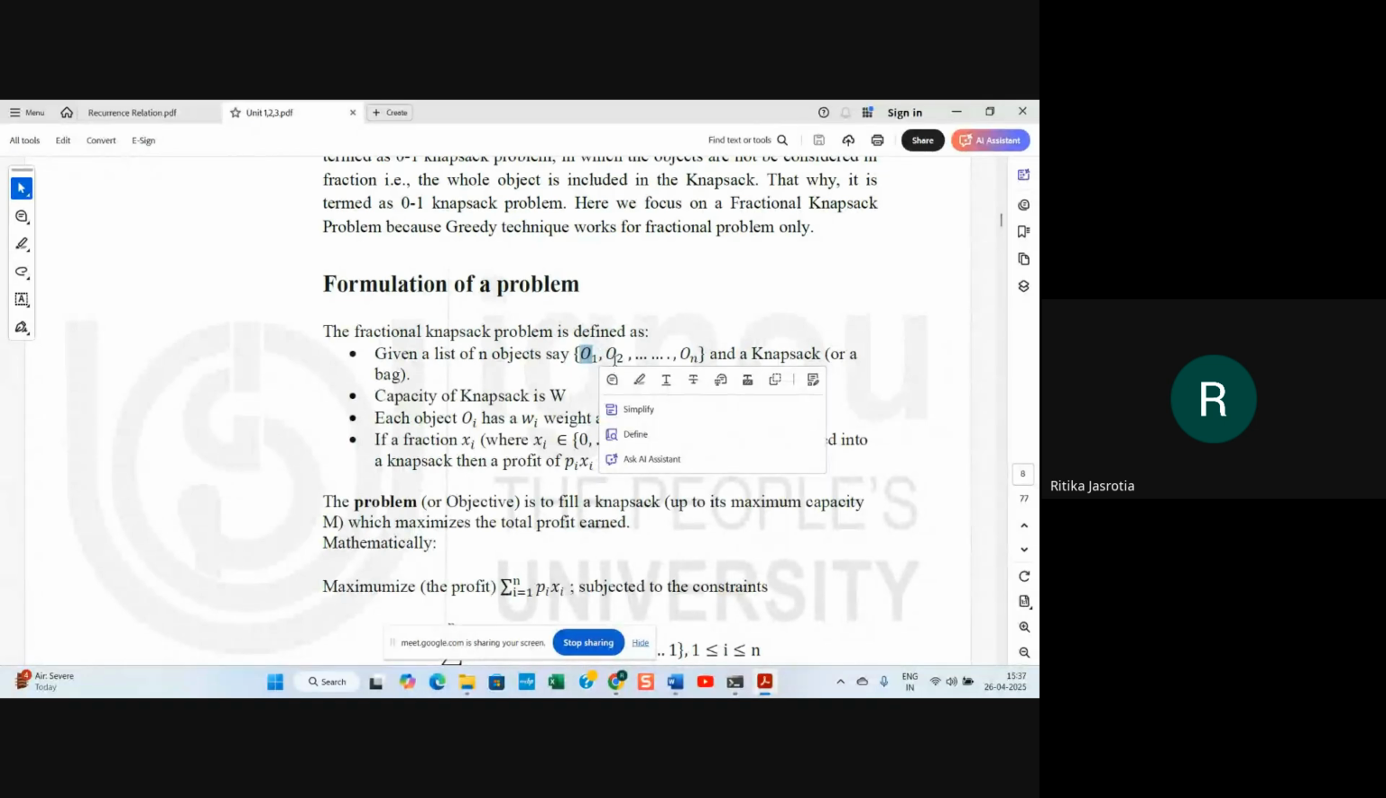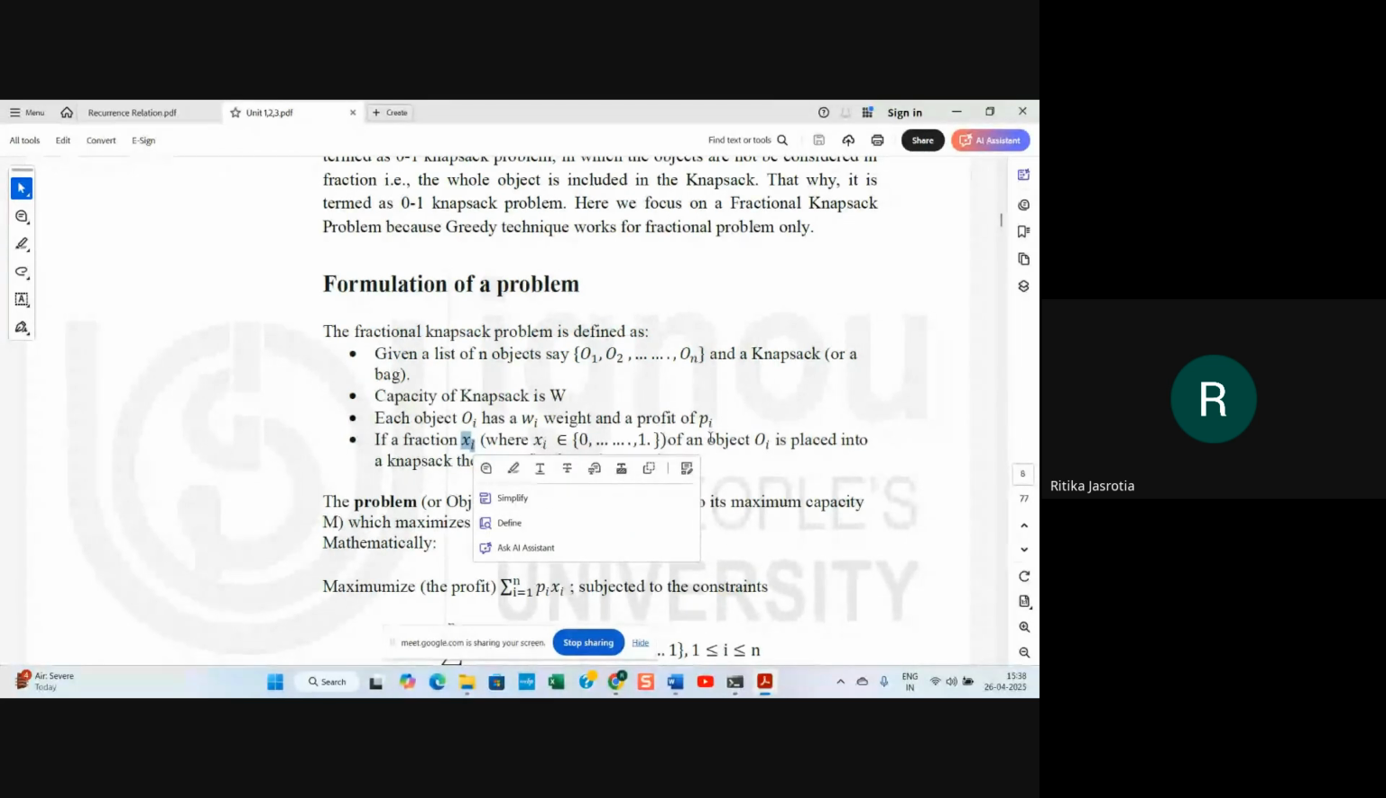How much weight is there, how much profit is there. If a fraction xi, where xi is an element of 0 to 1, of an object Oi is placed into a knapsack, then a profit of Pi xi is earned. So if a fraction xi of that object is put in the bag, then that fraction is multiplied by the profit of that object. That is what they are saying, right?